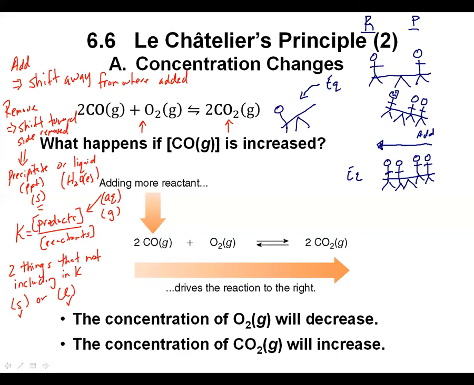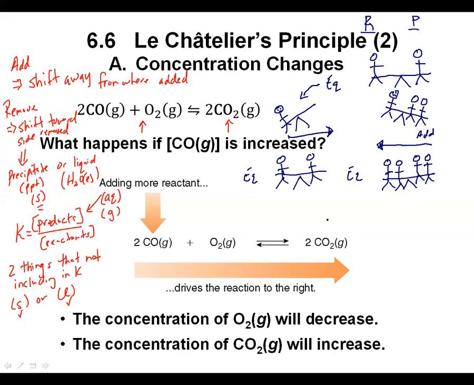Now you can see we removed things from the right-hand side. In order to fix it, we need to put more people on the right-hand side. So it's going to shift to the right. And again, this guy will be able to come back to equilibrium at this point, and everybody would be happy again. So when we add, it shifts away. When we remove, it goes towards it.